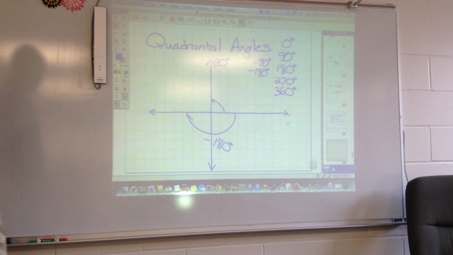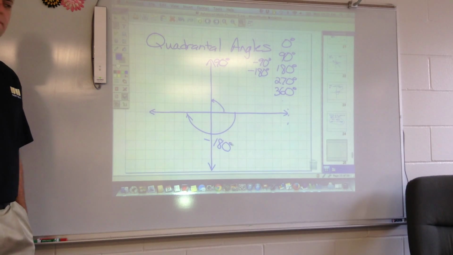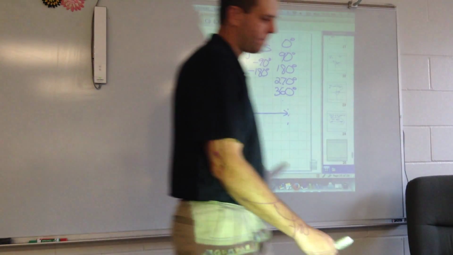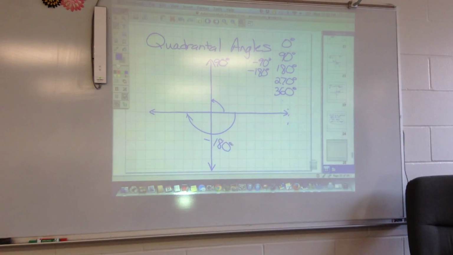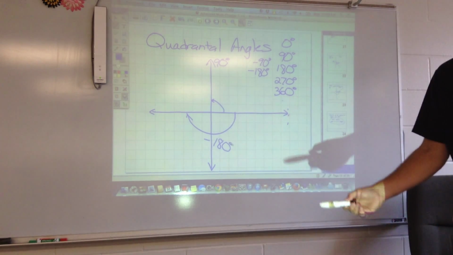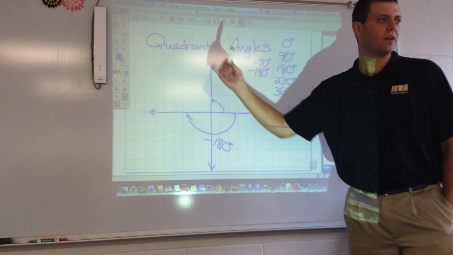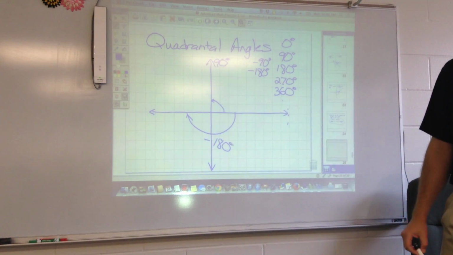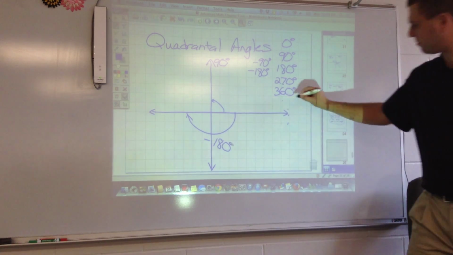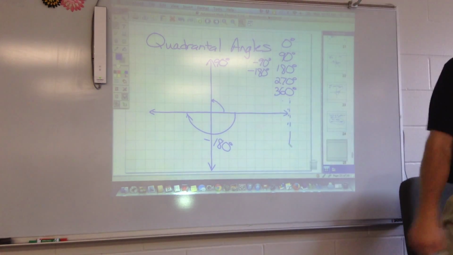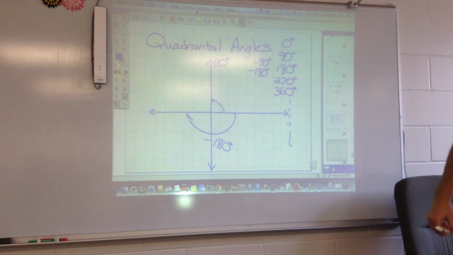What about like, it shows it in the book on the middle one, negative 140. What about like 430? 430? No. 450 would be a quadrantal angle. It keeps going forever, obviously.